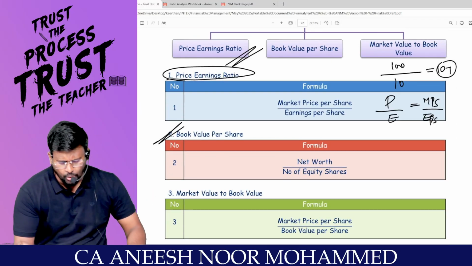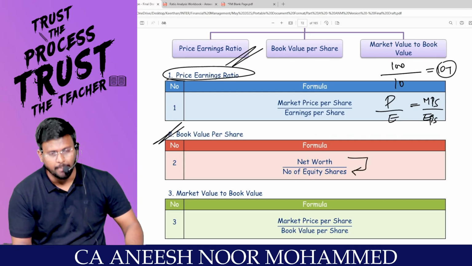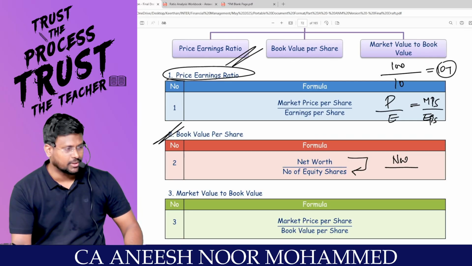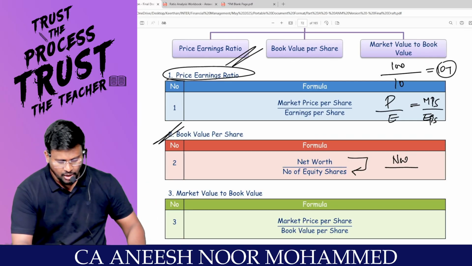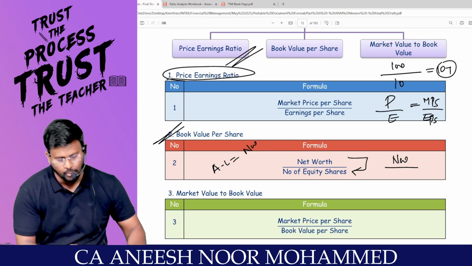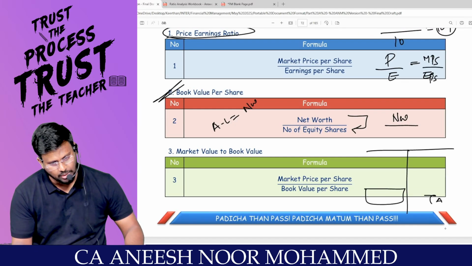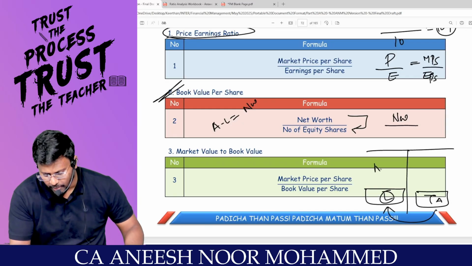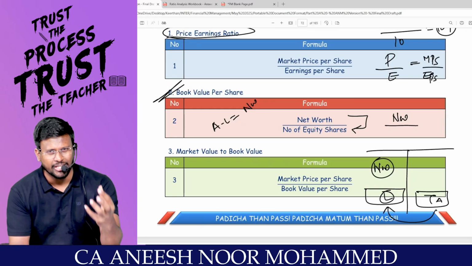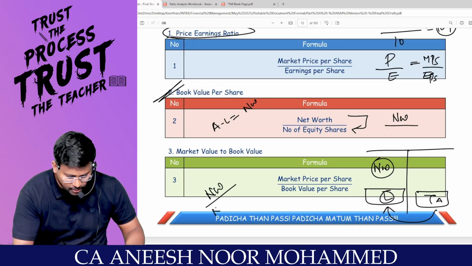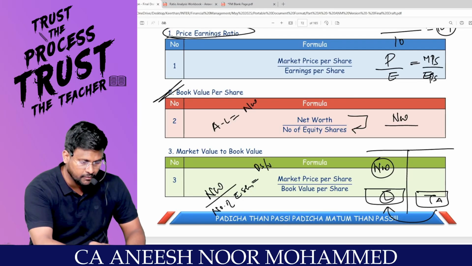Book value per share, an accounting formula, is nothing but net worth divided by number of equity shares. Are you with me? Net worth means the company's assets minus liabilities. If you take a balance sheet, here you will have total assets, and here total liabilities. From the total assets, if I reduce the liabilities, I will get the net worth. Net worth is the equity share capital plus preference share capital plus reserves and surplus, etc. So net worth divided by number of equity shares will give you book value per share.